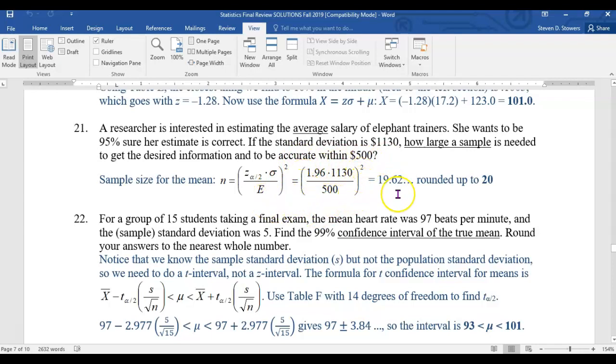So we calculate this, and it comes out to 19.62 something, but sample size has to be a whole number. You can't have fractional elephant trainers. And for sample size, we always round up to make sure we have a big enough sample. So here, rounding up gives us the number 20.